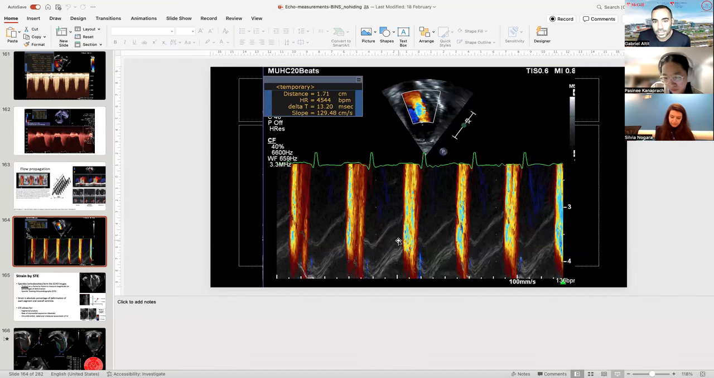So here I'm measuring it here. You can see the flow propagation here. And it's the duration of how long this takes for the aliasing, which is 13 milliseconds. There are no real normal values, but we know that adults with diastolic dysfunction start getting increasing duration.